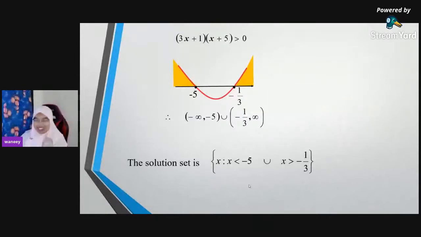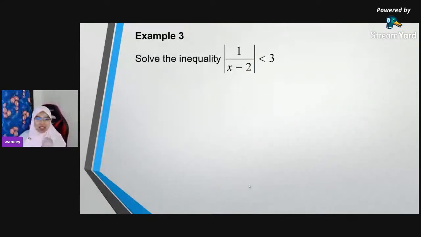Right, so let us proceed with the next one. Solve the inequality: the modulus of 1 over x minus 2 less than 3. So again, we are going to open the modulus sign. We are going to use the basic definition where we have 0, 3, negative 3. Less than 3 means it should be somewhere in between 0 and 3, as well as 0 up until negative 3. So that distance is less than 3 as well.